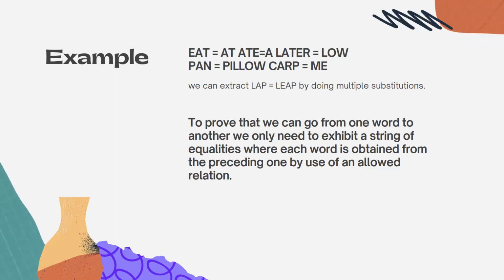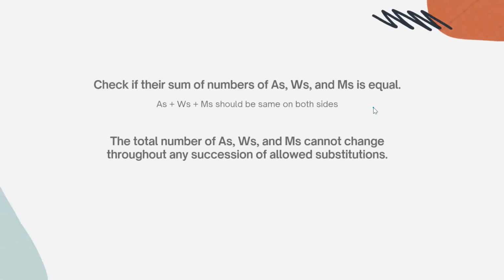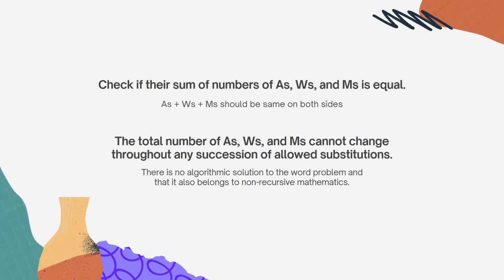One way to prove two words unequal is to check if the sums of the numbers of A's, W's, and M's are equal. Because in every equality in our initial list, the number of A's plus the number of W's plus the number of M's should be the same on each side. Thus, the total number of A's, W's, and M's cannot change throughout any succession of allowed substitutions.